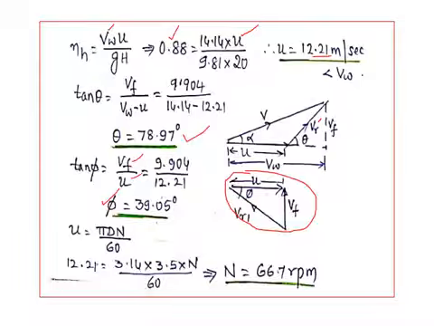Similarly, from u equal to pi dN by 60, we get N, that is 66.7 rpm. You can also calculate the specific speed by N root P by H to the power of 5 by 4 and get the specific speed for this problem as well. So this is about the Kaplan turbine and the various problems that are associated with the Kaplan turbine.